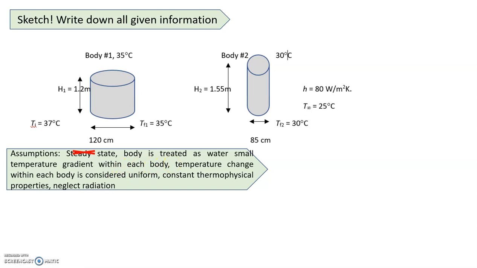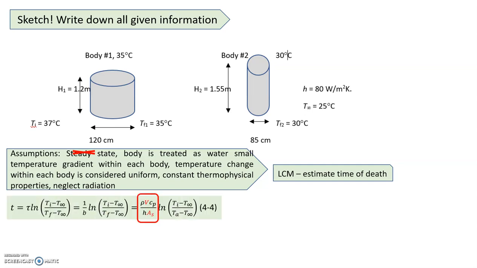Wait. It shouldn't be steady state because you were asked to determine the time of death. That's definitely a transient problem. We look at the lumped capacitance method to estimate the time of death. And from the textbook, you have equation 4.4 for time, which is a function of the logarithm of the temperature difference ratio, and tau, or 1 over B from your textbook, whichever you decide to use here. And we have B here, h over rho Cp, characteristic length in the denominator. Characteristic length is just V over the surface area.